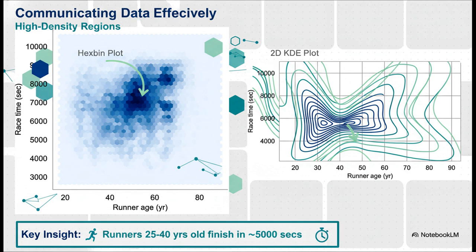Then on the right is something called a 2D kernel density plot, or a KDE. The absolute best way to think about this is like a topographical map for your data. The contour lines show areas of higher and higher density. Both of these methods just instantly cut through the noise and show us the key insight. The biggest cluster of runners are between 25 and 40 years old, finishing at about 5,000 seconds.